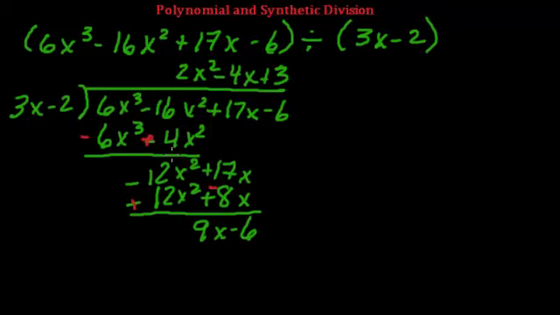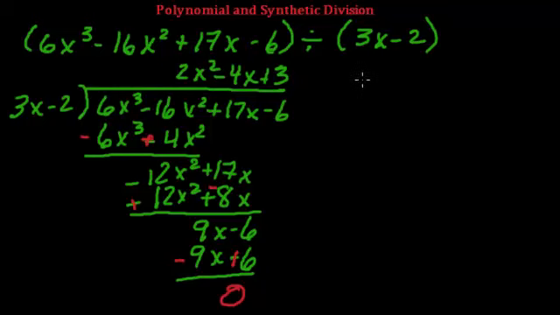All right, so I'll multiply and then subtract once again. 9x minus 6. Oh, isn't this going to be cute? This one's going to come out even. So it goes in evenly because I have a remainder of 0. All right, so this means I have 3x minus 2 going into 6x cubed minus 16x squared plus 17x minus 6 evenly.